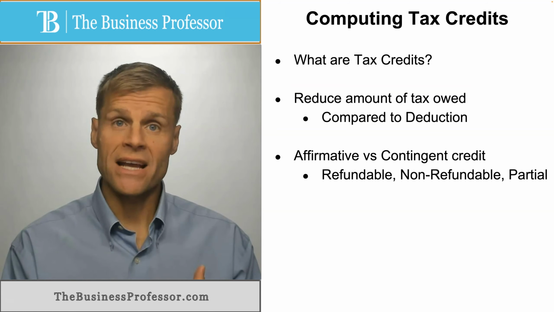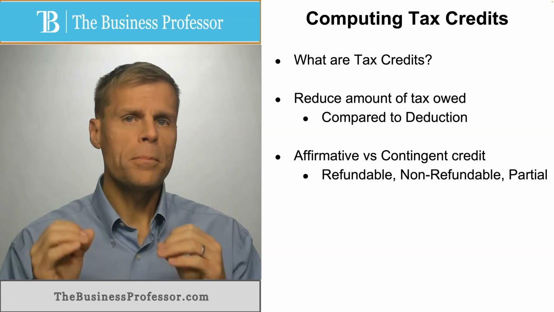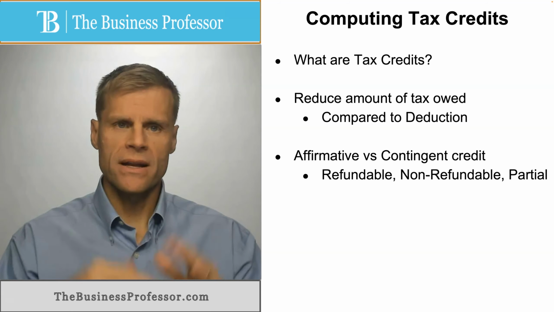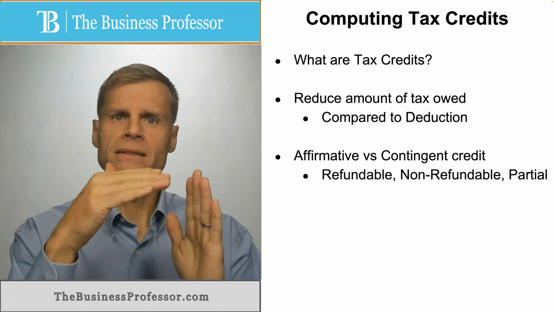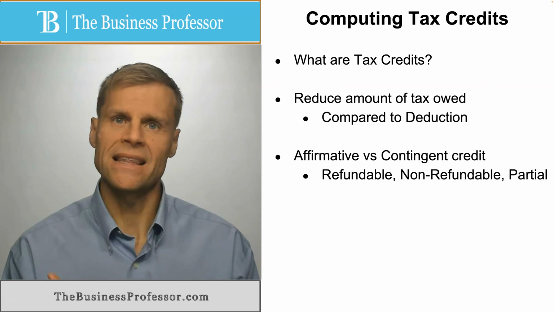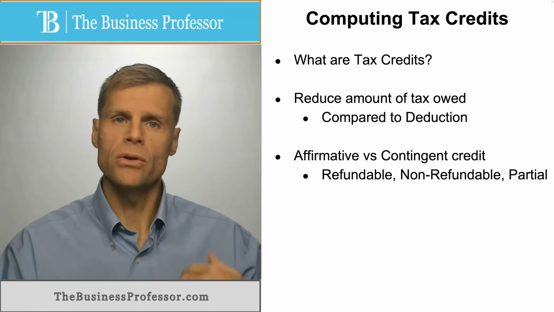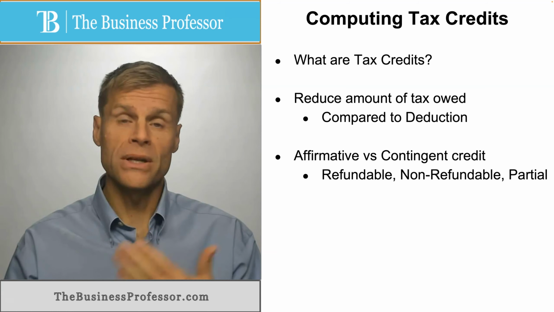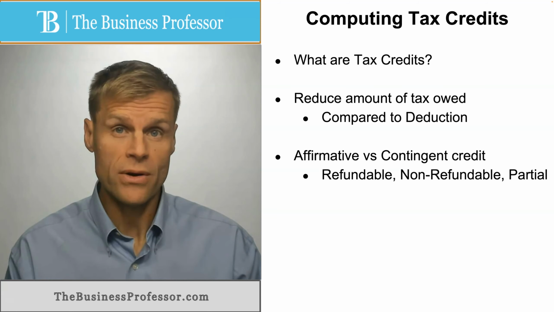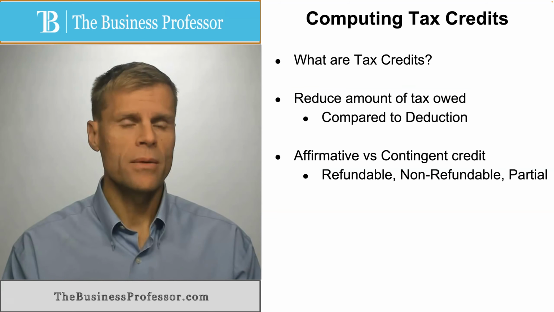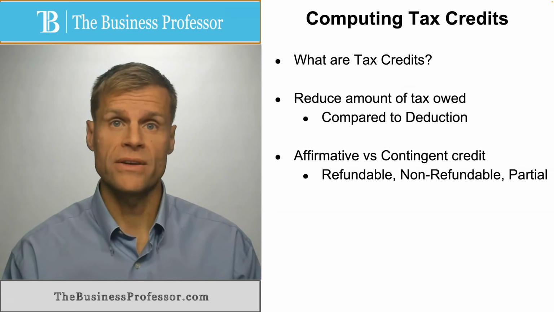A contingent tax credit is either partially refundable or non-refundable. A non-refundable tax credit can only take your tax liability down to zero, but it will not entitle you to receive anything back. In my example, where you owe $1,500 to the government and you have a potential $2,000 tax credit, the tax credit will reduce your liability to zero, but you will not receive any form of refund.